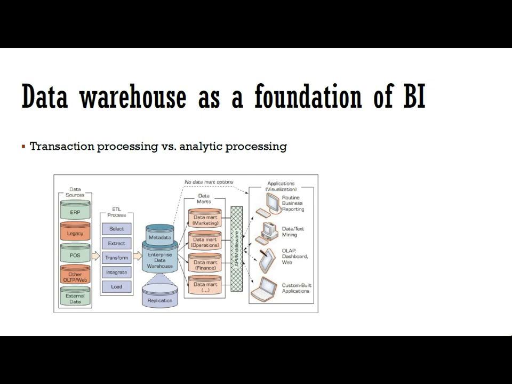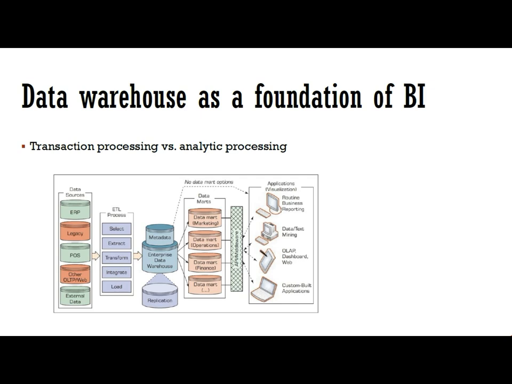As I talked about, the data warehouse is a foundation of business intelligence. It's transactional processing versus the analytic. Transactional processing is the collection of that data. Where did we get that information from? Again, it can be from the ERP system, the legacy system, point of sales, online transaction processing, external data. Where did we get it from?